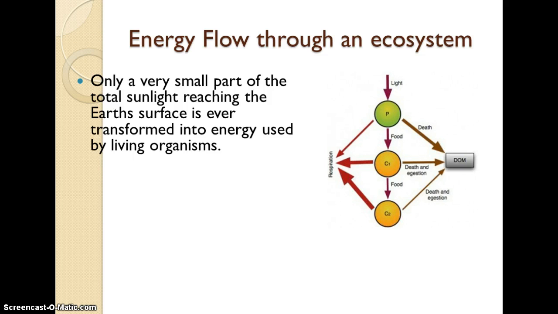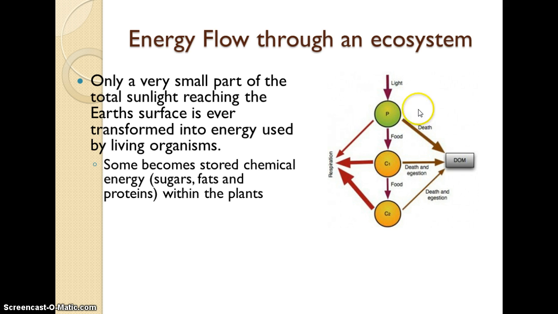So only a very small part of that sunlight that reaches the Earth's surface and our primary producers is transformed into energy, because at each stage along our food chain, at each trophic level, we're losing that energy as heat due to respiration. Also, we're losing matter to our decomposers, which is going to be recycled back in our nutrients.